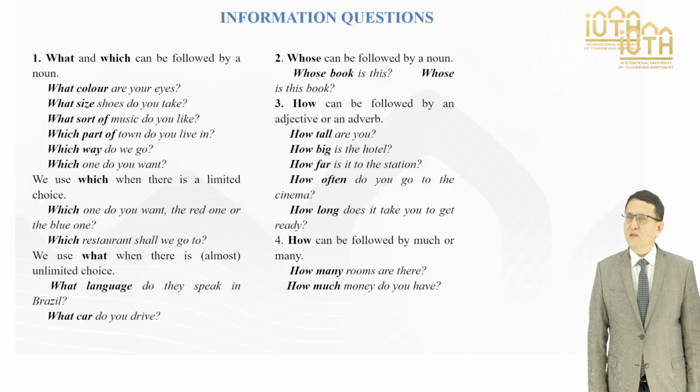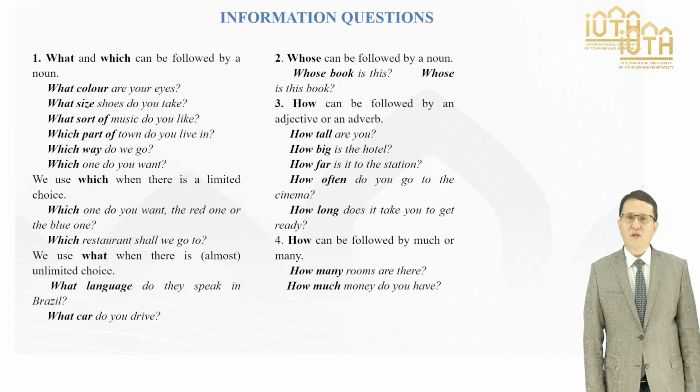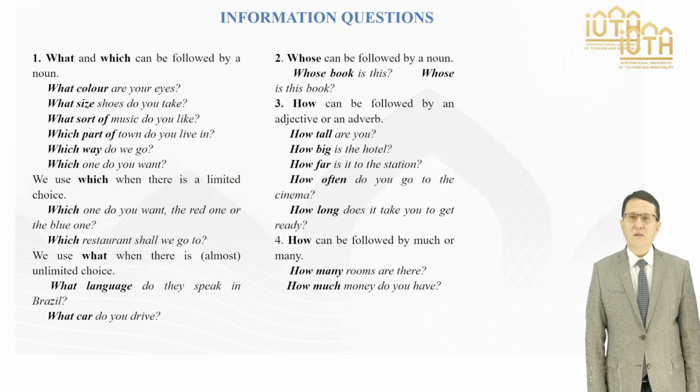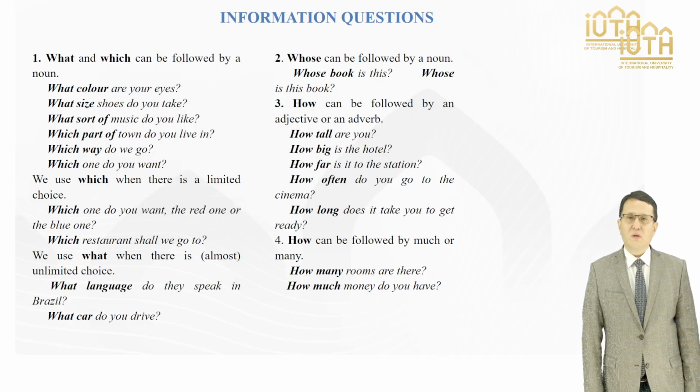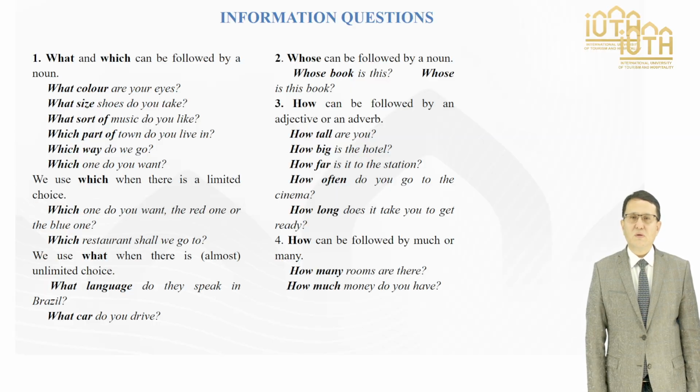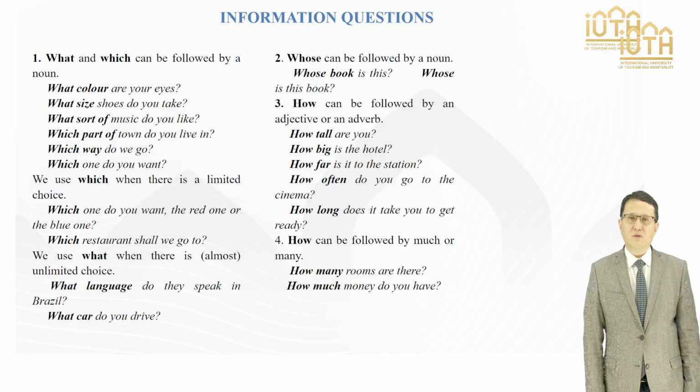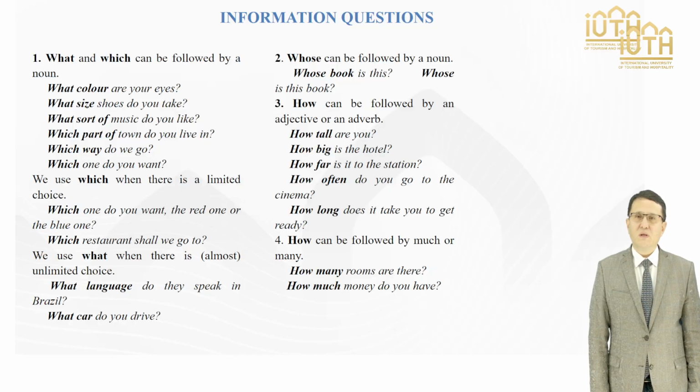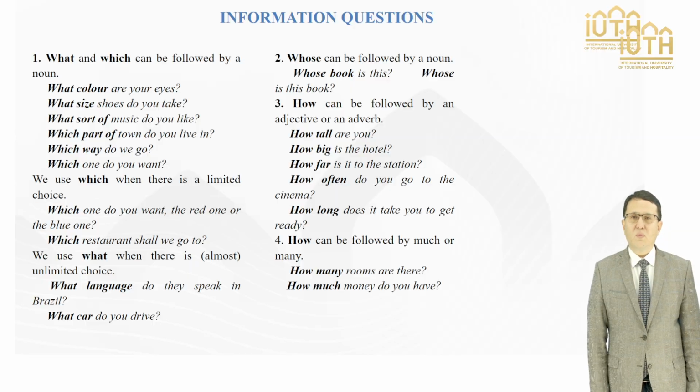So the first example, what and which, can be followed by a noun. For example, what color are your eyes? What size shoes do you take? What sort of music do you like? Which part of town do you live in? We use which when there is a limited choice. Which one do you want? The red one or the blue one? Which restaurant shall we go to?